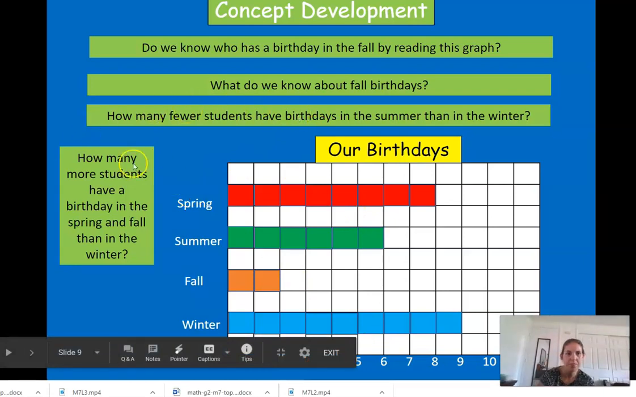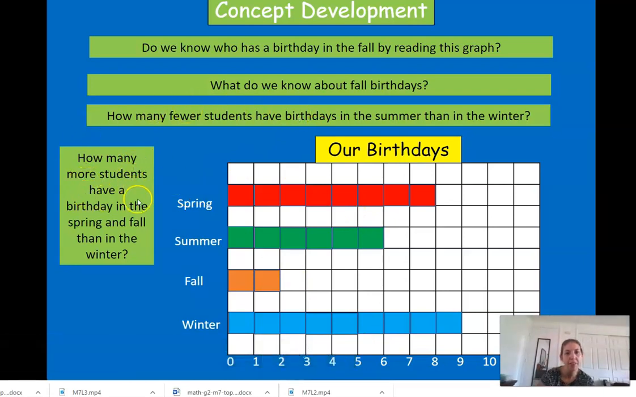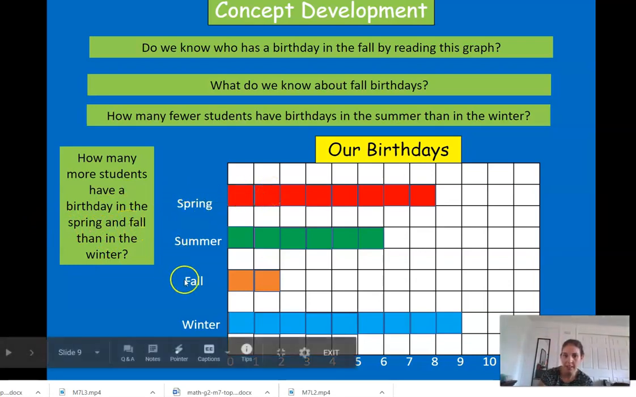3. Very good. How many more students have a birthday in the spring and fall than in the winter? So this time we have to add the spring and fall birthdays. So there's 8 in the spring, 2 in the fall, so that's 10 birthdays. And we have to subtract 9. 10 minus 9 equals 1.